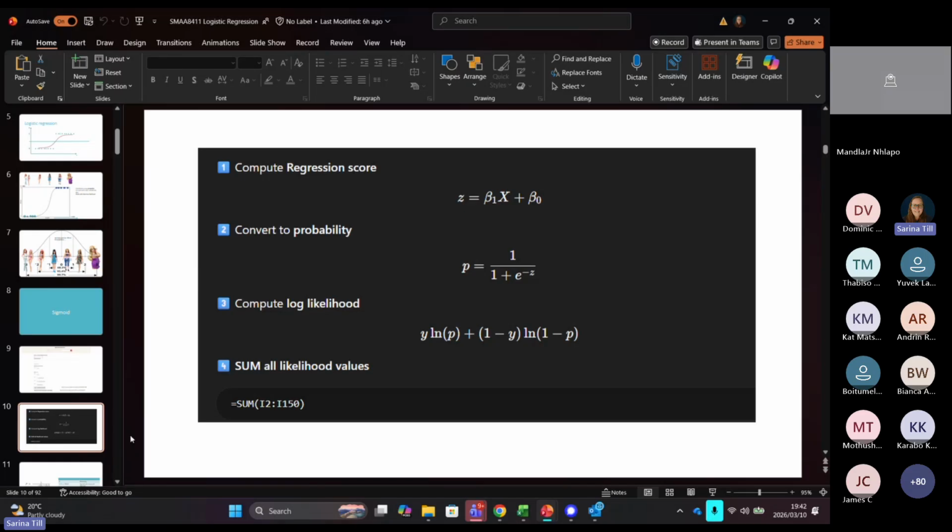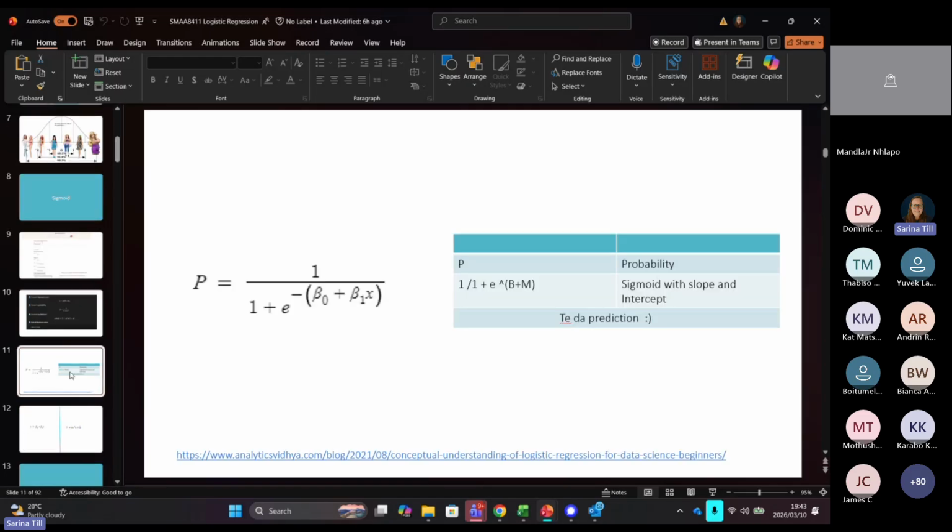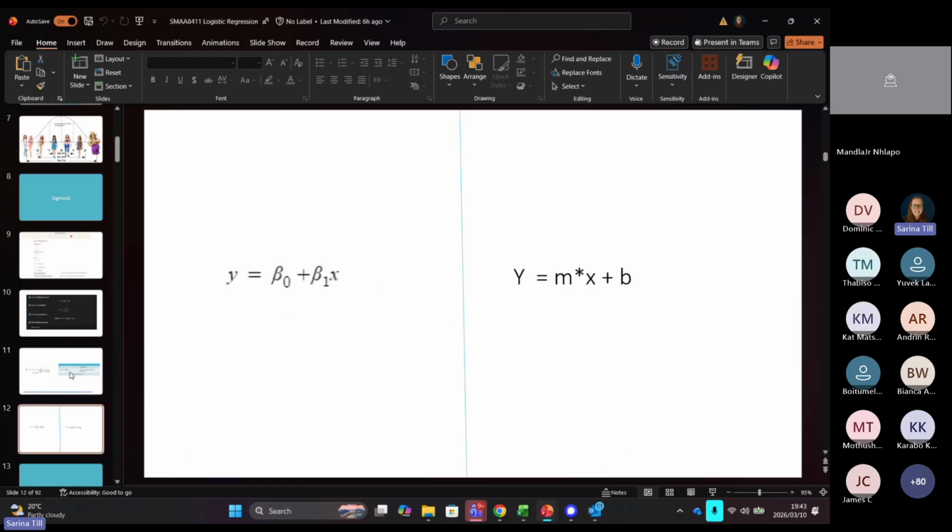So the steps to conduct logistic regression are: compute the regression score, convert it to probability. So that's your log odds, shove it into that probability. Then go find your mistake and add up all your mistakes. Find out how wrong I was and add up how wrong I was. We're going to do that as well tonight. And then we're going to look at a few different examples. And then we're going to stop because I don't want to kill you.